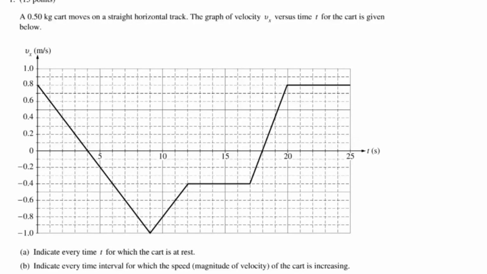Question 1 is a 0.50 kg cart moves on a straight horizontal track. The graph of the velocity versus time for the cart is given below. Indicate every time t for which the cart is at rest.